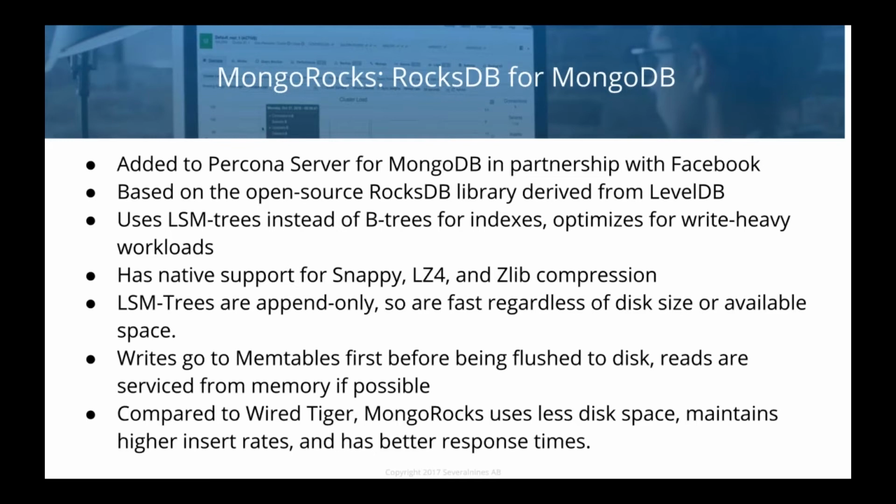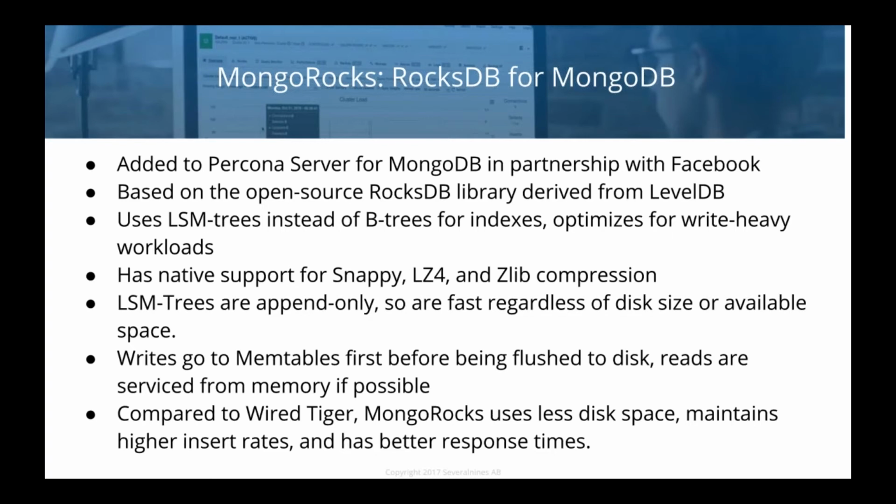Writes go to memtables first with MongoRocks, which is important to understand because that's how it maintains adequate read performance despite being write optimized. So reads will always be serviced from those in-memory tables first, if possible, before disk is approached. So if you have a write then read operation, where you write something and then you immediately read back the same data, it's quite fast in MongoRocks.